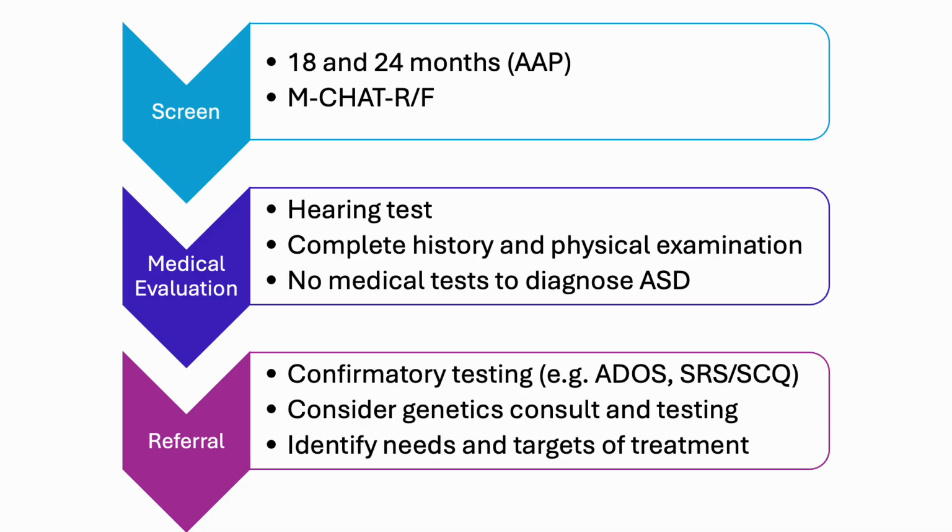Referrals for treatment should be targeted towards the child and family's needs and treatment goals. There is no cure for autism, but there are many options for skill building and to support communication and social skills development.